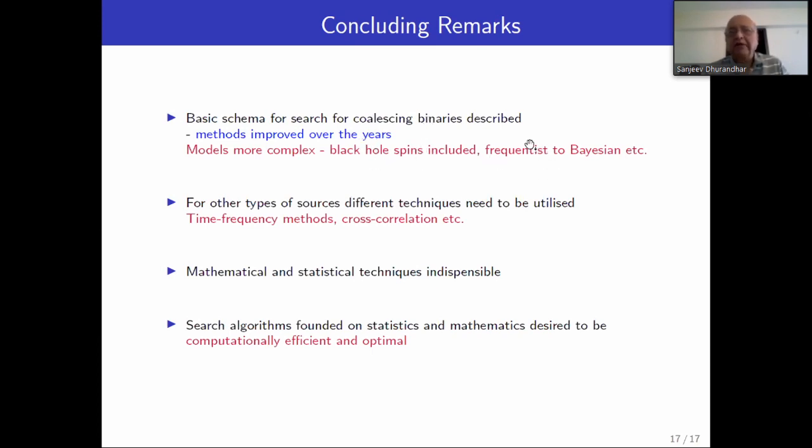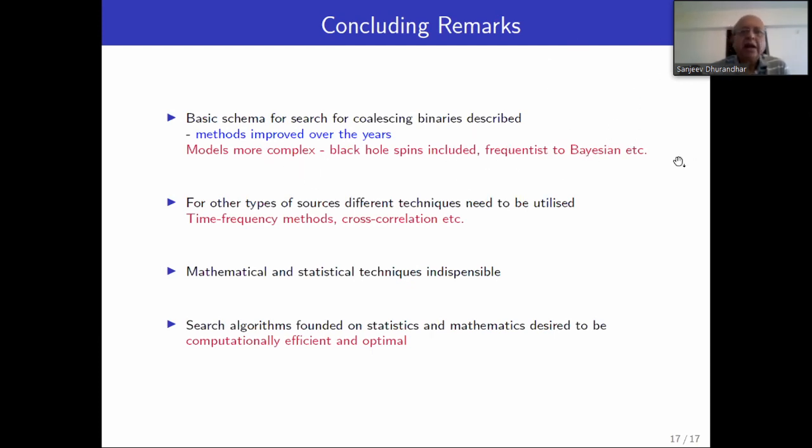Then one has gone from the frequentist maximum likelihood to Bayesian techniques and things like that, which I have not described here. But the point is that the basic structure, the likelihood ratio, all these things are all here in the Bayesian approach. Whether you do Bayesian or not, you have to integrate the likelihood ratio instead of maximizing.